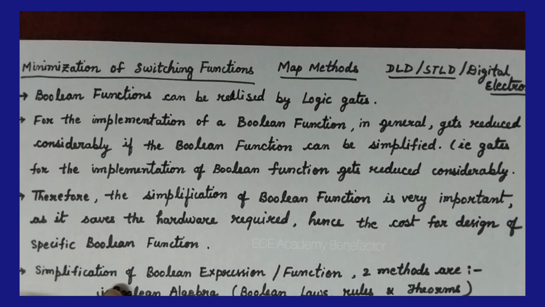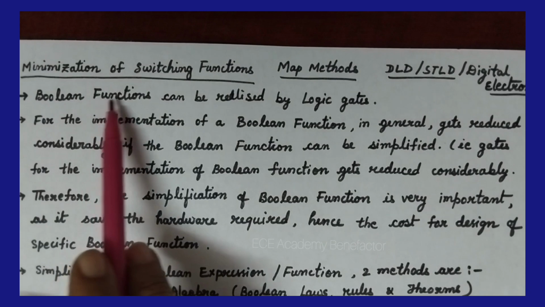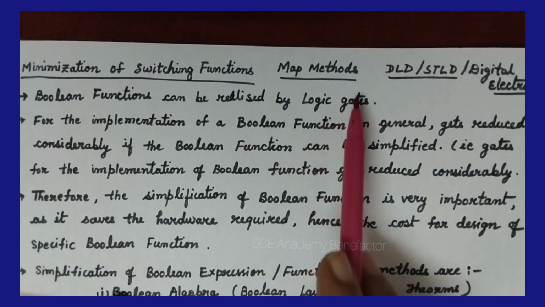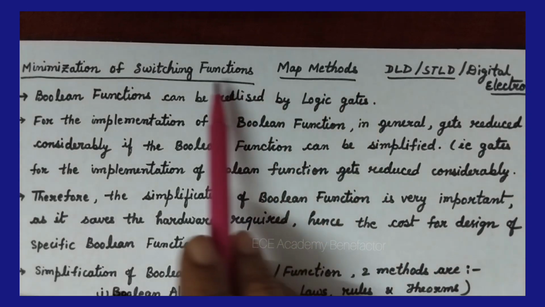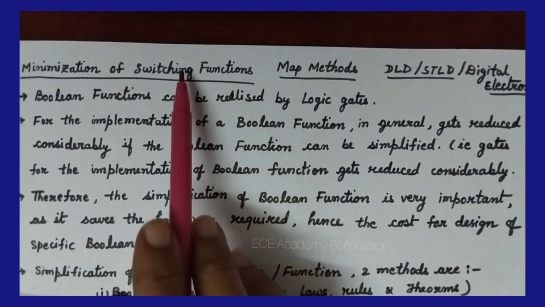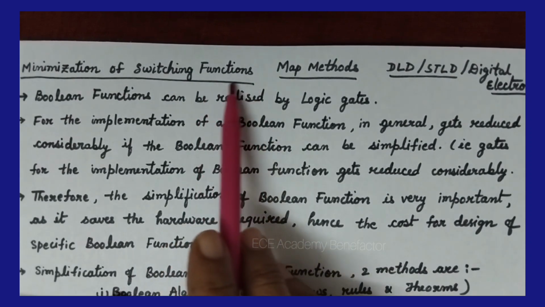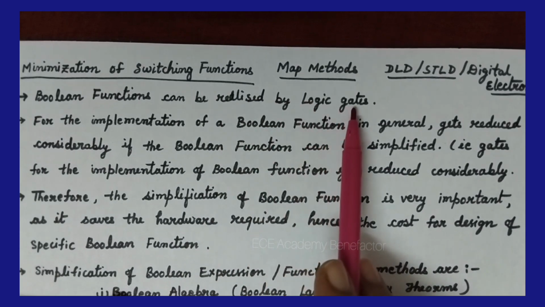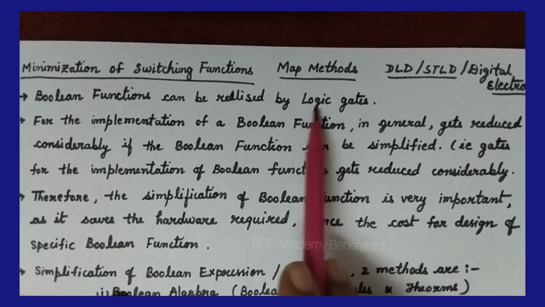Boolean functions can be realized by logic gates. We all know that the hardware is designed using logic gates like OR gate, AND gate, NOT gate, and so on. So Boolean functions are realized by logic gates. That is the hardware part. After simplifying the Boolean function, we are implementing that Boolean function using the logic gates, which is known as hardware. While designing hardware, we need less number of gates to reduce the cost of the system. So this is a main aspect.